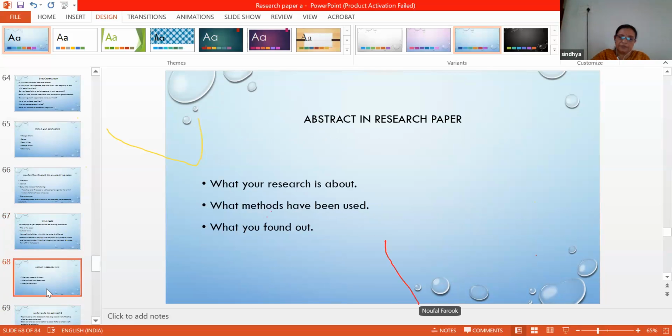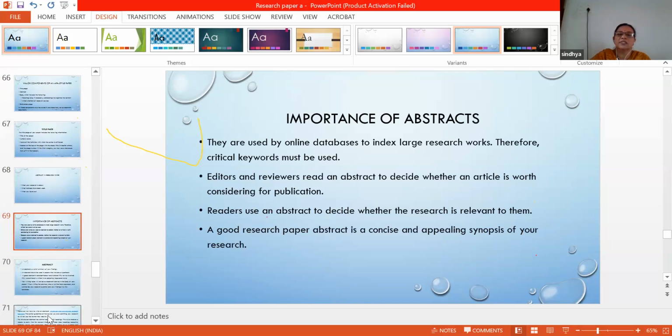Then the abstract. The abstract is what your research is about. So every paper demands an abstract. How you prepare an abstract is also important. What your research is about is explained in an abstract, what methods have been used, and what you found out. So this is the structure of an abstract, and how important the abstract is.